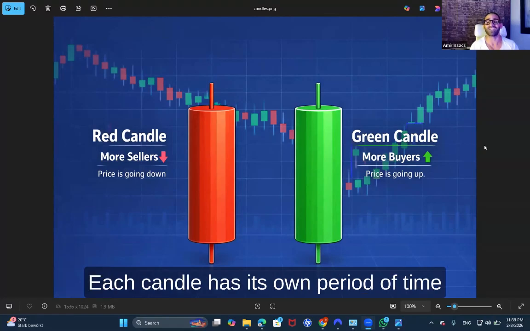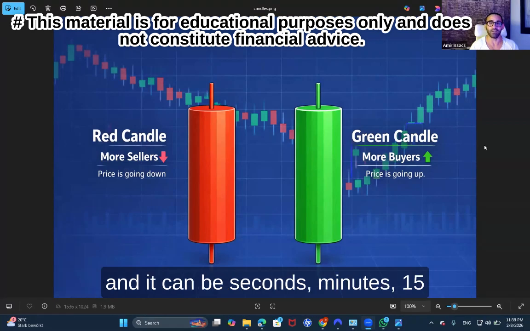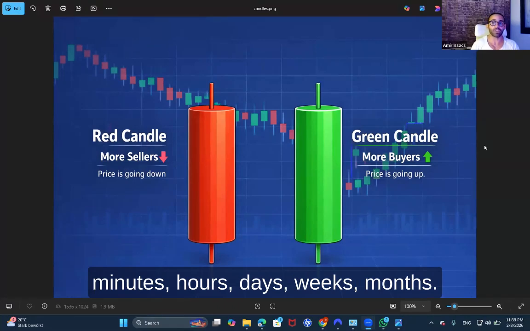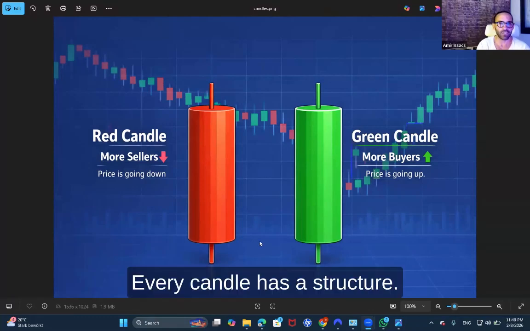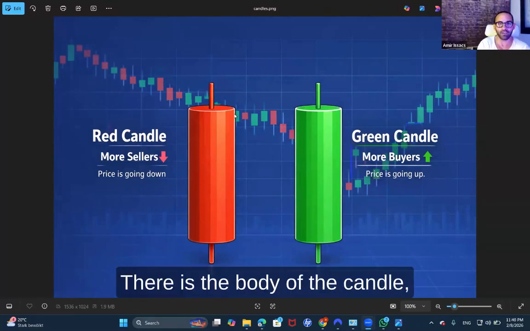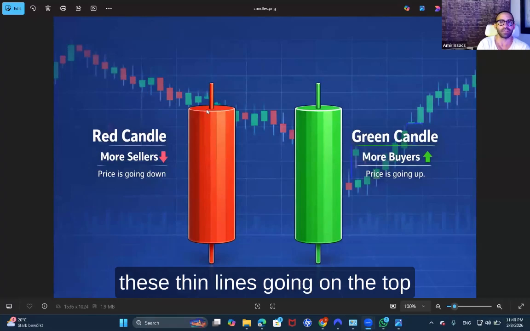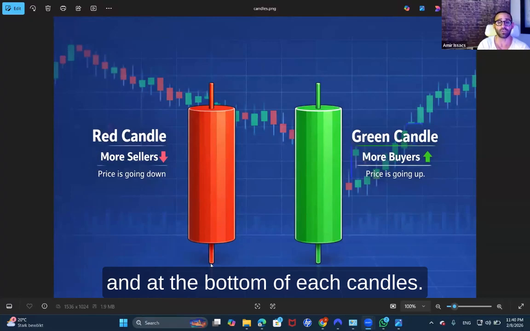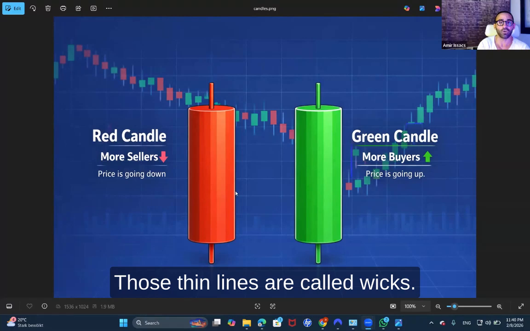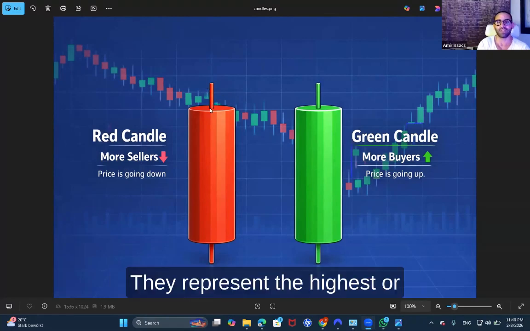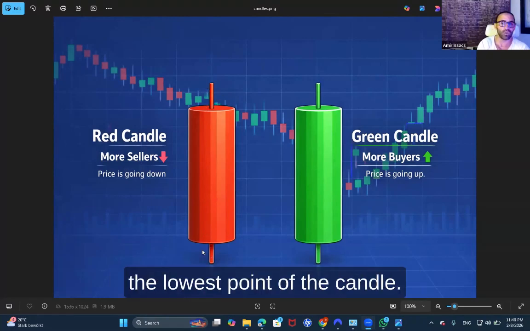Each candle has its own period of time that can be seconds, minutes, 15 minutes, hours, days, weeks, months. Every candle has a structure. There is the body of the candle, as you can see, and then there are thin lines going on the top and at the bottom of each candle. Those thin lines are called wicks. They represent the highest or the lowest point of the candle.